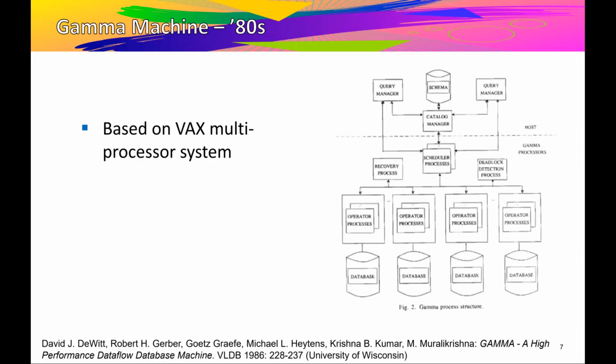In the 80s, again, a different vibe: neon lights everywhere, disco, I guess. There was another idea, the Gamma machine, and this time it's from the University of Wisconsin. What they built is surprisingly similar to how we think about databases today. It was groundbreaking. It was a VAX-based multiprocessor system, which is an older CPU technology.